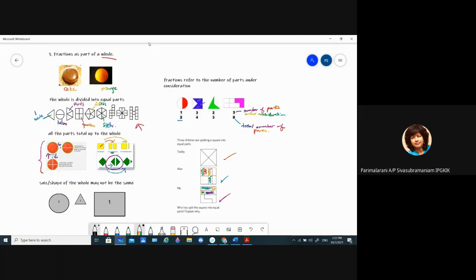And then we have to show them that when you divide the whole into parts, the parts are known as fractions if they are equal parts. The size and the shape of the whole does not matter. A fraction refers to the number of parts under consideration. So all these four notes have to be taken into consideration when you teach fractions as part of a whole, okay?